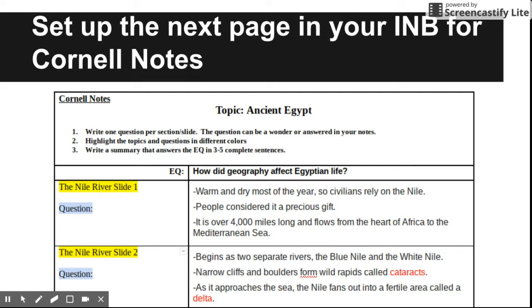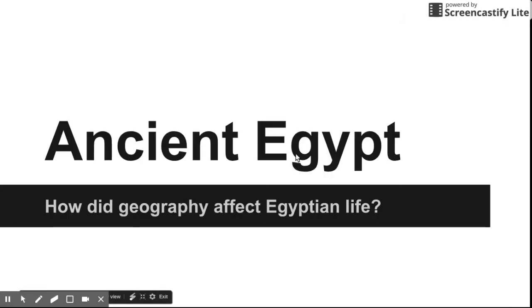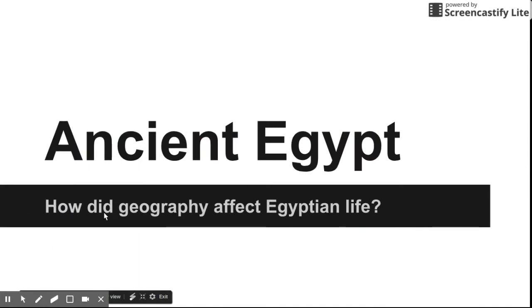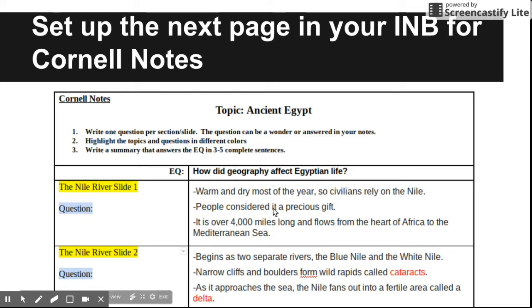That's fine. So then you need to go ahead and write the topic. Now we know from the slide up here that the topic is ancient Egypt. And then the essential question is also listed on the slide. How did geography affect Egyptian life? So we're going to write the topic here. We're going to write the essential question down here. And you don't have to write this stuff up here. These are just to help you remember what we're going to be doing with the Cornell notes.